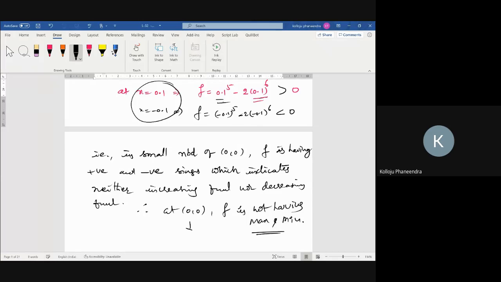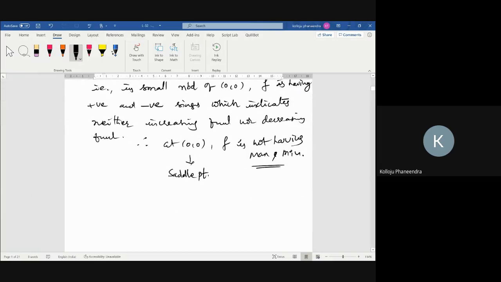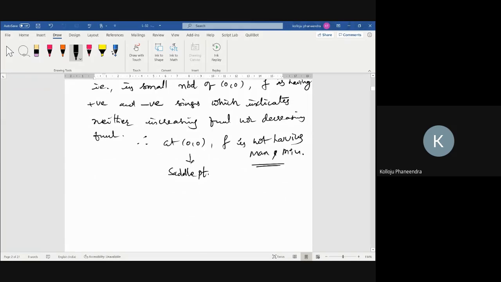That is, (0, 0) is what point now? Saddle point. Okay, but in an examination, no need to write all this. Just write that at (0, 0), further conditions are required.